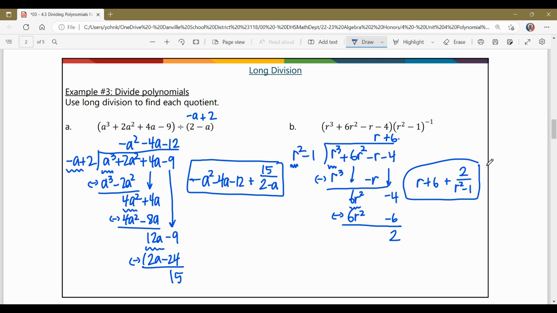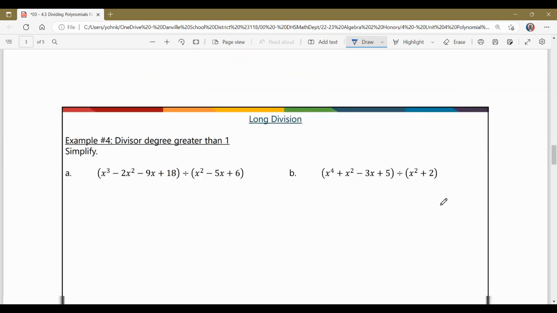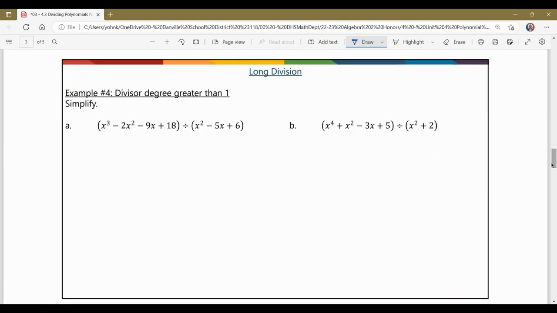So sometimes you get pretty numbers, sometimes you don't. Sometimes you get remainders, sometimes you don't. All right, here are 2 more. This time I'm not necessarily dividing by a binomial. Notice that in letter A, I am dividing by a trinomial because it has 3 terms. The process is exactly the same.